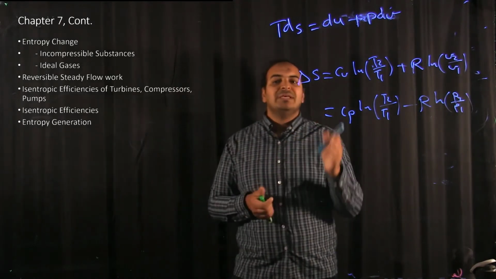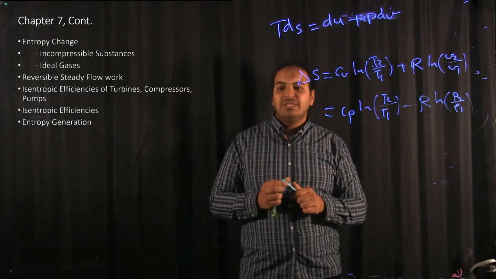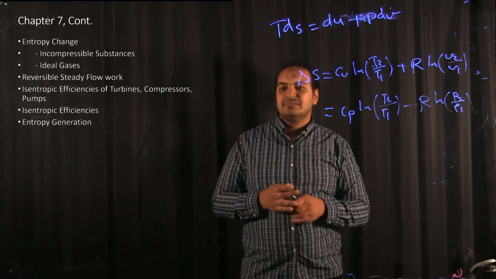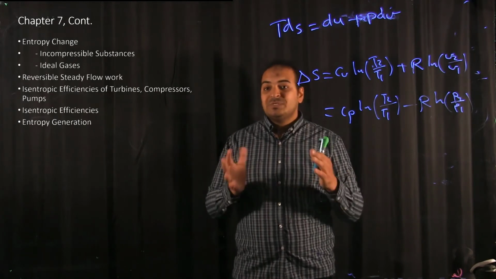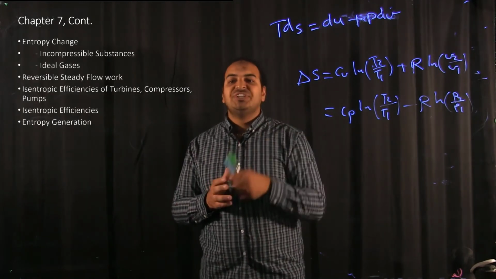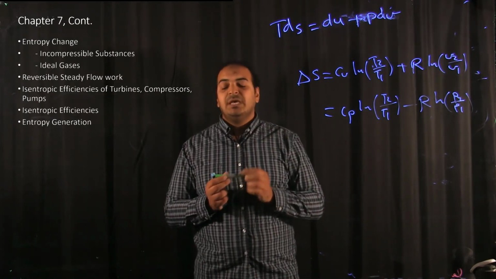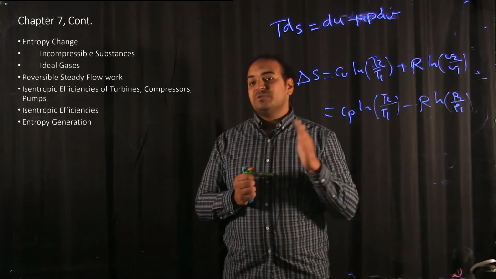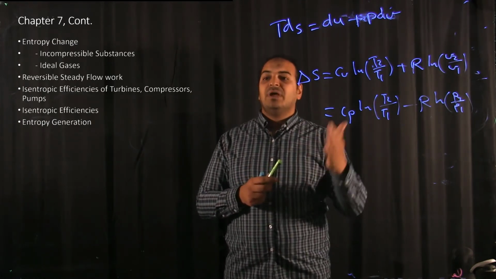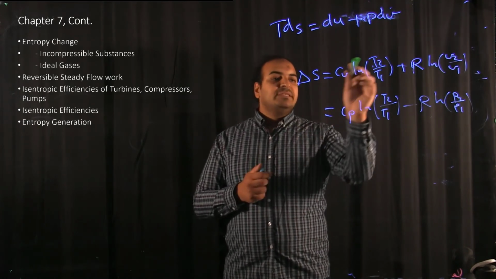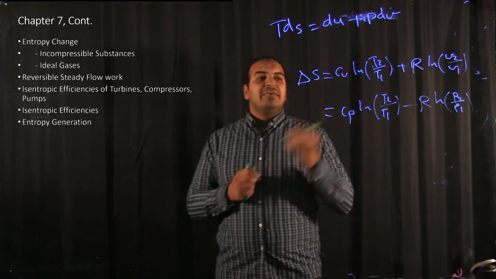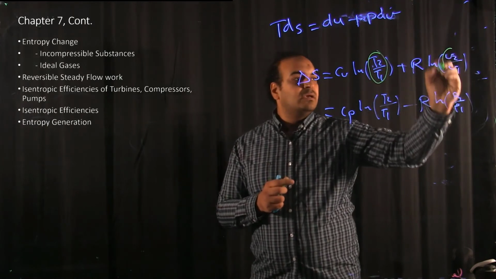So we have two formulas for the change in entropy for an ideal gas. If you have the temperatures and volume ratio between two states, you can get how much the entropy changed. Remember, if this process is isentropic, you can put delta S as 0, and we get other equations.